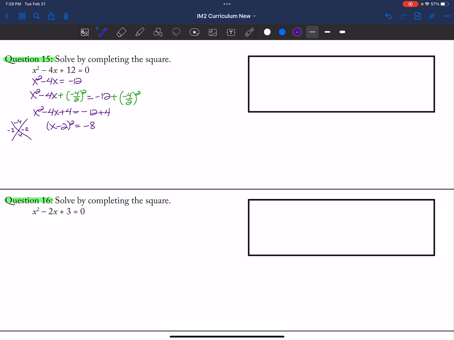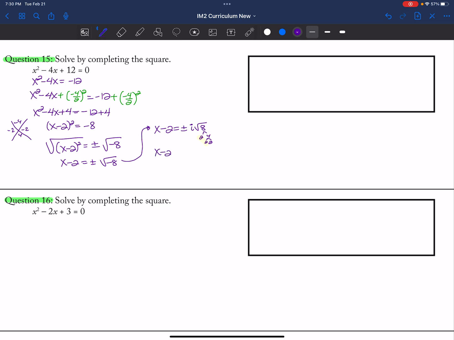Now when I square root both sides, I'm going to get a weird imaginary. So I have x minus 2 is equal to plus or minus the square root of negative 8. So now, because I have an imaginary number, because I have the square root of a negative number, I have x minus 2 is equal to plus or minus i root 8. And then remember, 8 is 2 and 4, 2 and 2. So there is a pair of 2's.